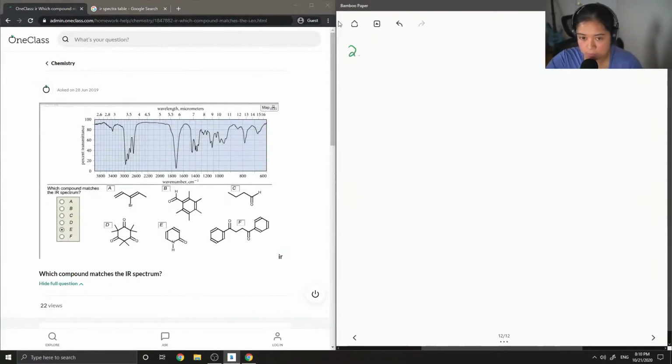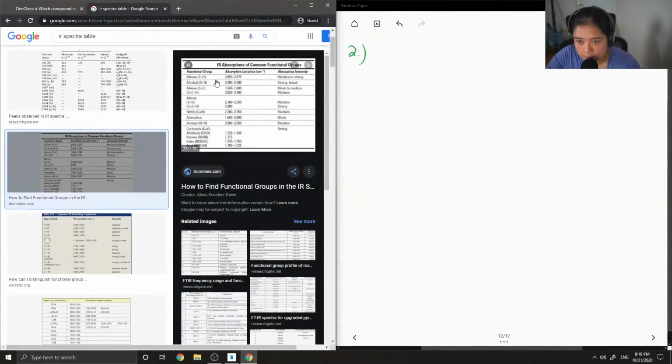So question 2. Which compound matches the IR spectrum? And then they have different compounds from A to F. So basically with IR, each of these different peaks corresponds to certain functional groups in the compound. So I looked up the different IR absorptions of common functional groups in advance, and this is kind of the example of the different locations of all of these different functional groups.